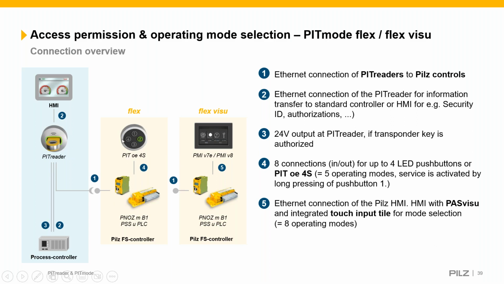You will select the safe mode of operation via the keypad for the flex, or via the HMI touchscreen or the flex visu. That will then go to the controller. And if that marries up with the information that's on the key, it will then send an output to the machine to put it into the mode that's been selected.